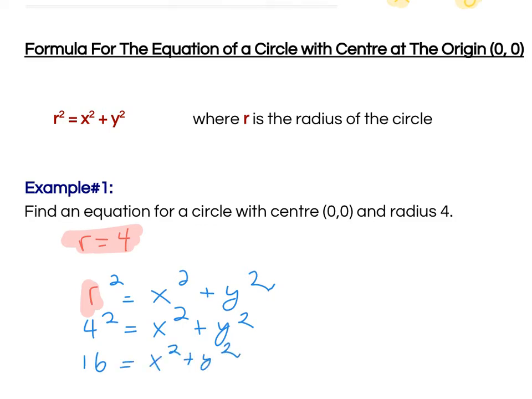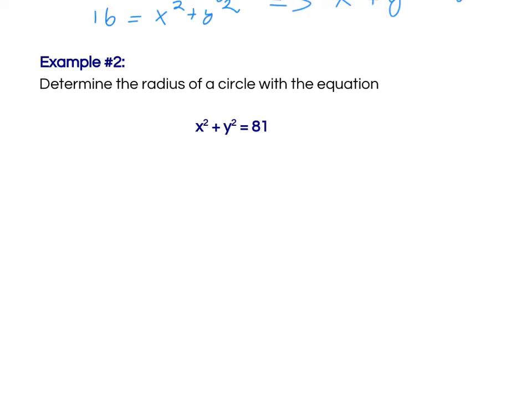Now often you'll see that just rearranged as x squared plus y squared equals 16, just putting the variables first. But that's just a point of convention, not really a big deal. Okay, let's take a look at a second example.